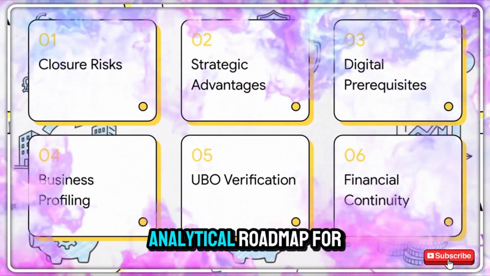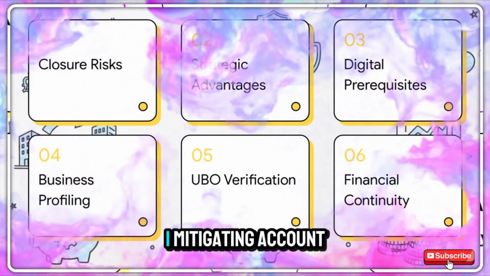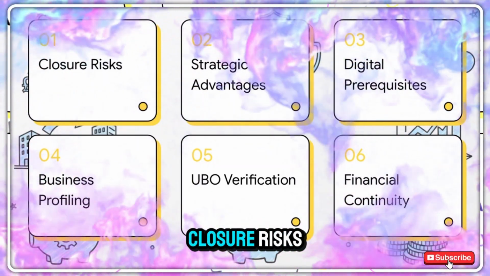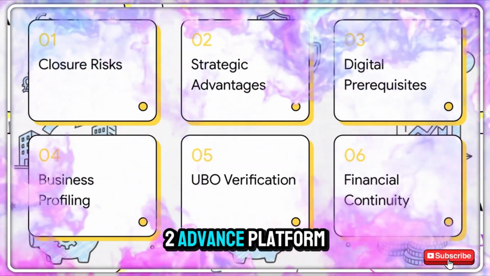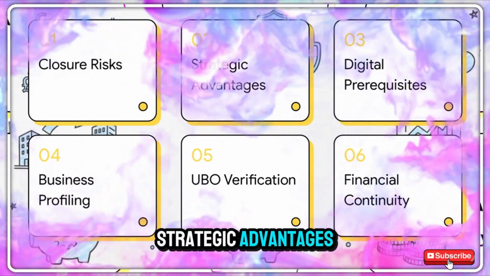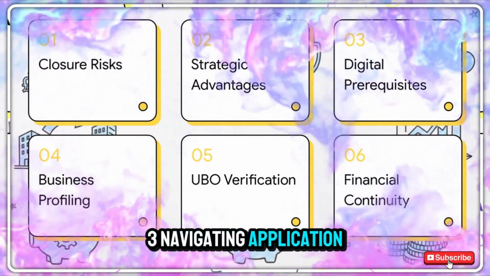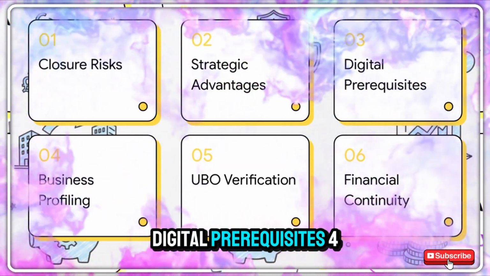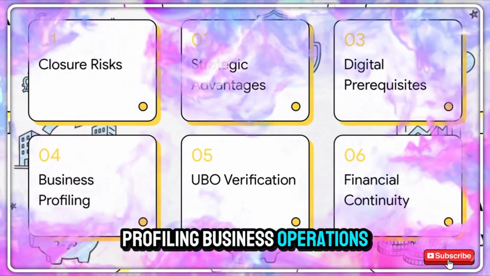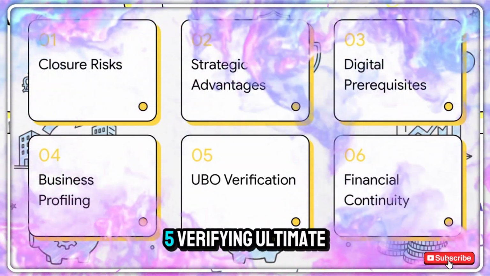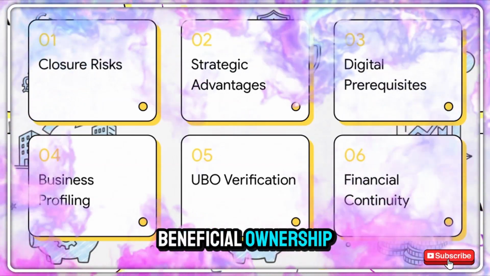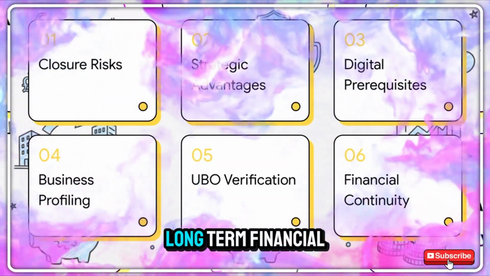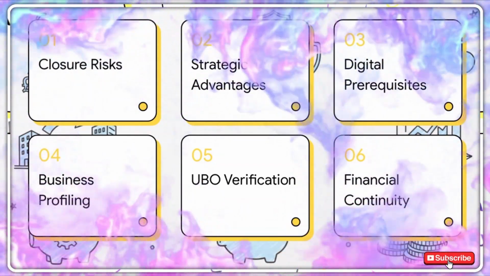So here's our analytical roadmap for today. 1. Mitigating account closure risks. 2. Advanced platform strategic advantages. 3. Navigating application digital prerequisites. 4. Profiling business operations accurately. 5. Verifying ultimate beneficial ownership. And 6. Ensuring long-term financial continuity.